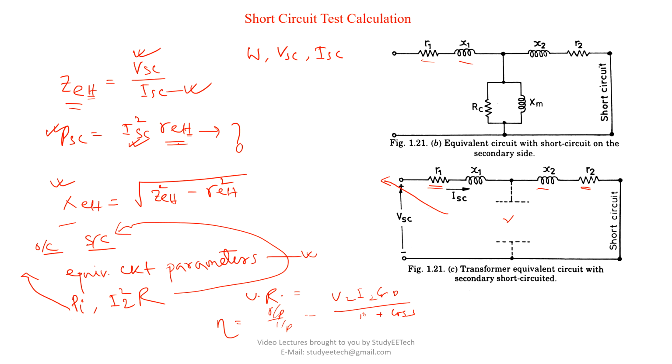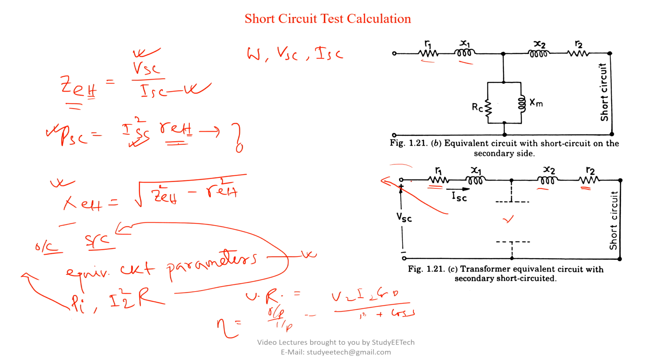You have to explain why I square R is negligibly small. Another question is why you prefer the low voltage side for connecting the meters in the OC test. In the second case, the SC test, they will ask you why the iron loss is negligible here. Because we are not applying the full voltage. We are applying 2 to 6% of the full voltage. So the iron loss is negligible here.